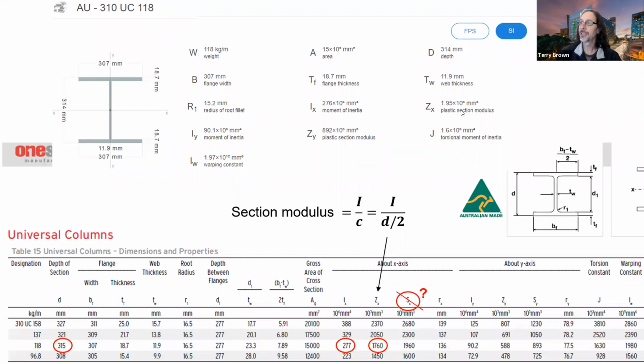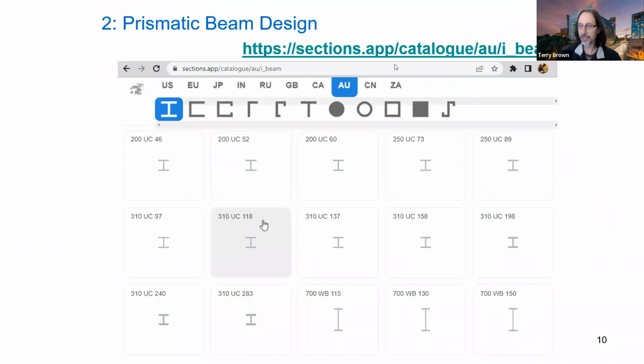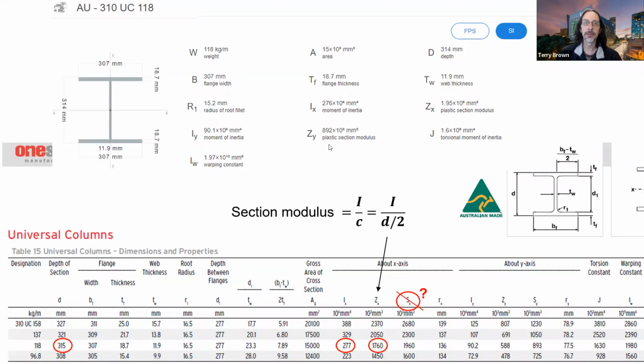So here, right, plastic section modulus, on this website, they don't even have the standard elastic section modulus that we need for elastic beam design. And you can see here the plastic section modulus corresponds to the S column in this table. All right. Questions or anything coming in on the chat? No?